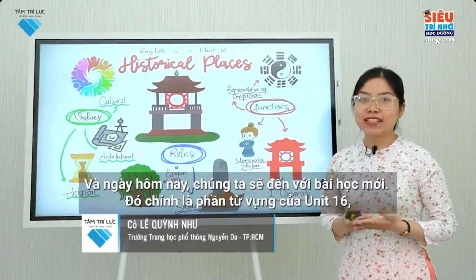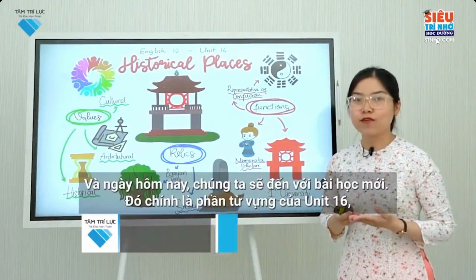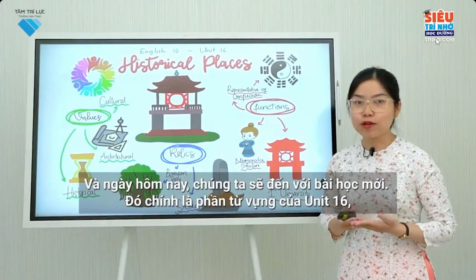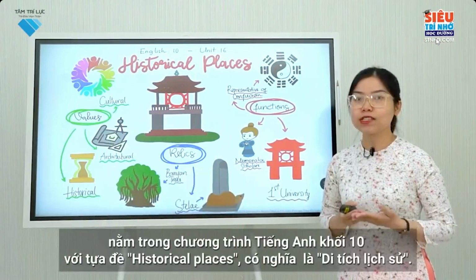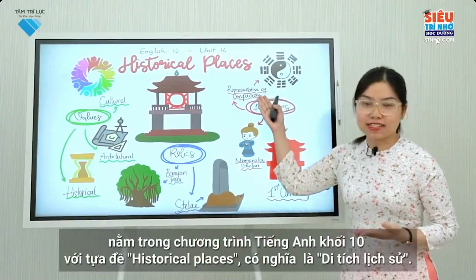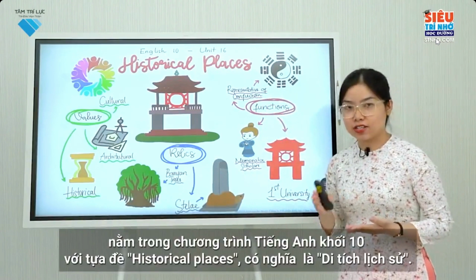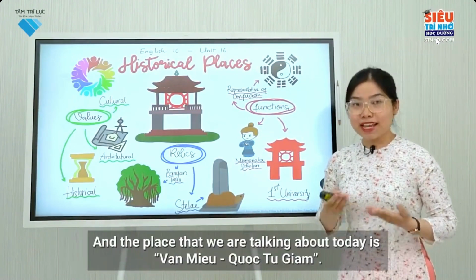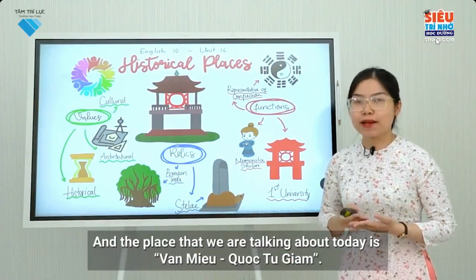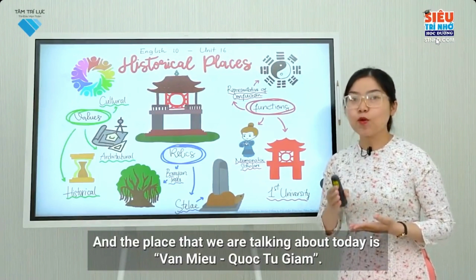Today we will learn a new vocabulary lesson of Unit 16 in 10th grade English. That is historical places. And the place that we are talking about today is Văn Miếu Quốc Tử Giám.